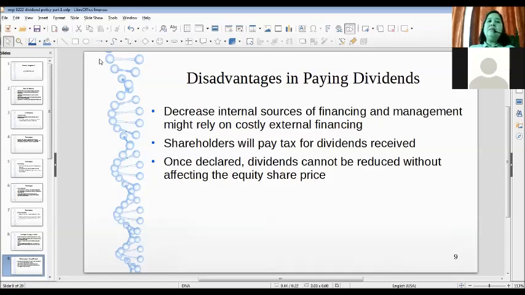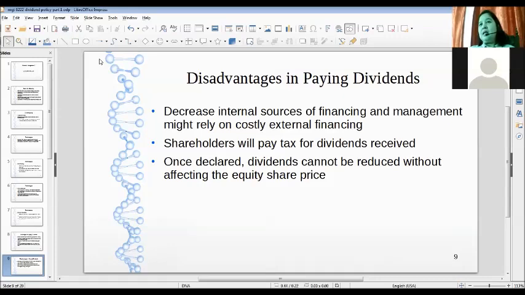Okay. And second, shareholders will pay tax for dividends received. Oh, take note on that. Okay. Kung ikaw, si Miss Anna, and si Mr. Tristan, meron kayong stocks. Okay, bumili kayo ng stocks. Tapos, nag-declare ng dividend. Okay, your dividend that you are going to receive is subject to tax. Okay, hindi yan free.